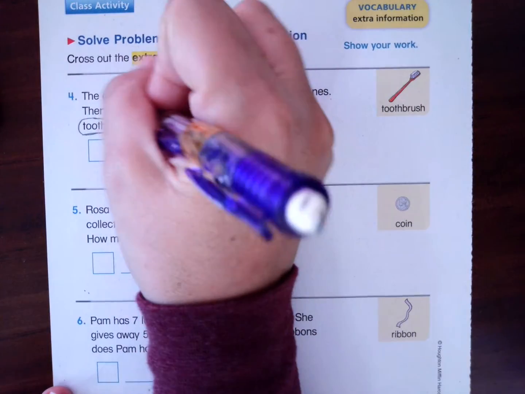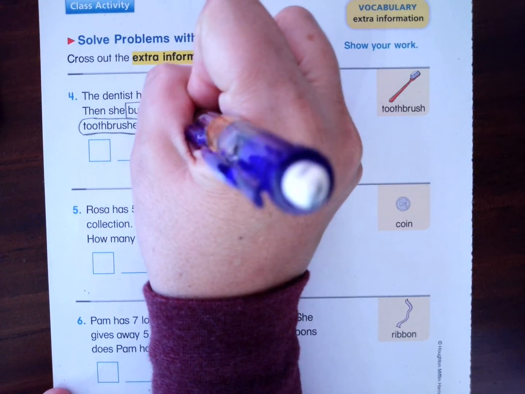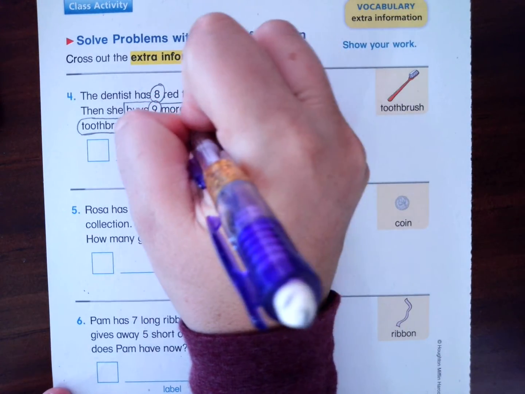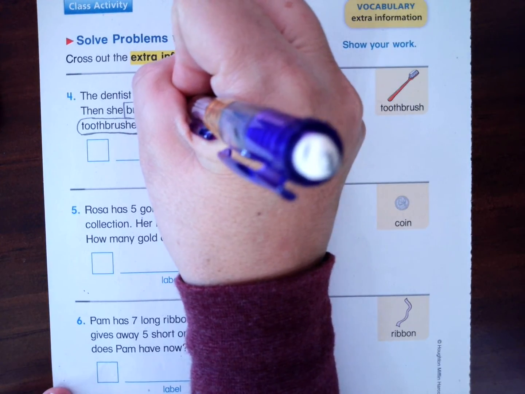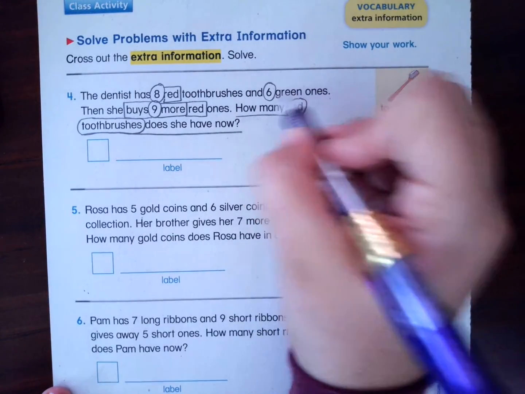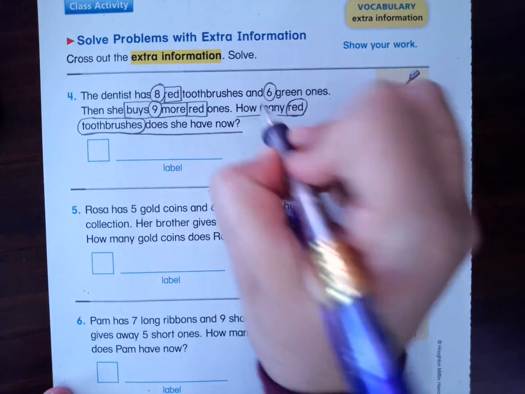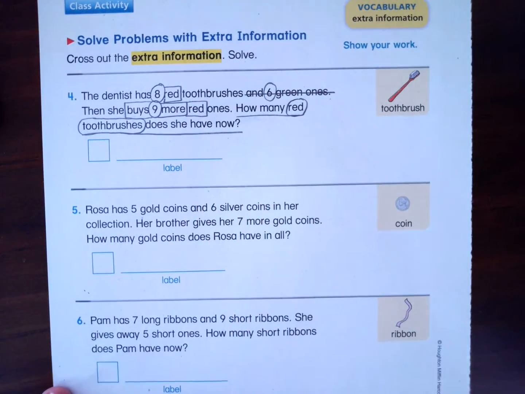I see that she's buying 9 more red ones. And maybe red is a clue because we know we're focusing on red toothbrushes. So that would tell us that this 6 green ones right here, we don't need it. So let's go ahead and cross out 6 green ones.